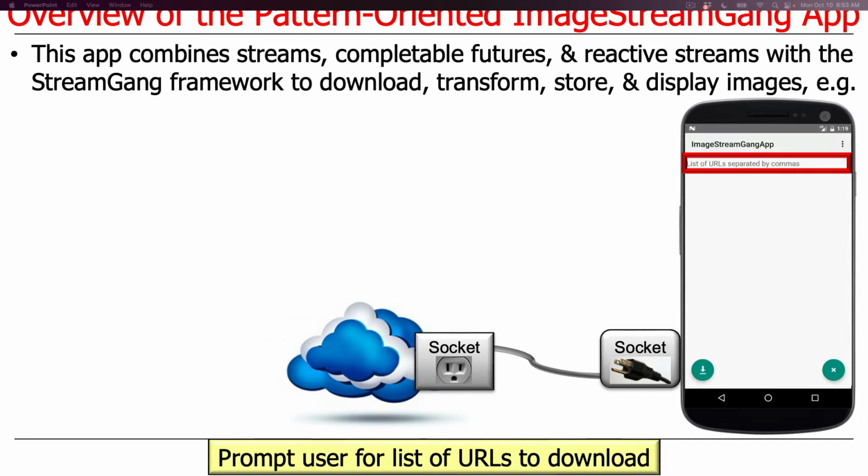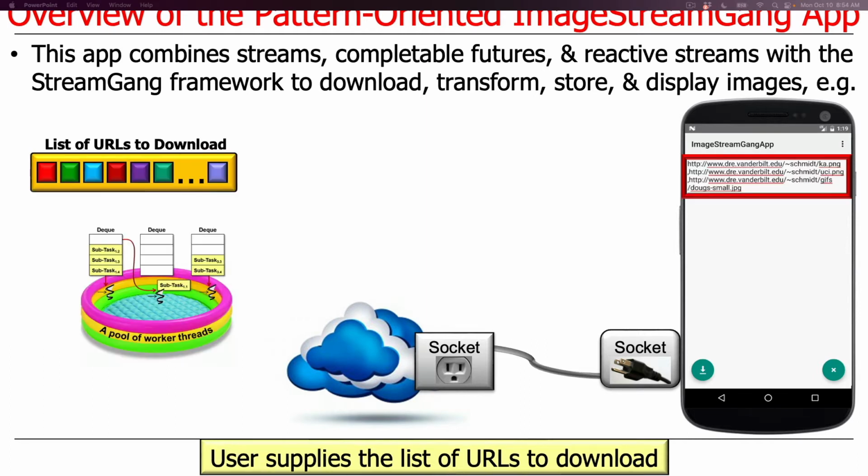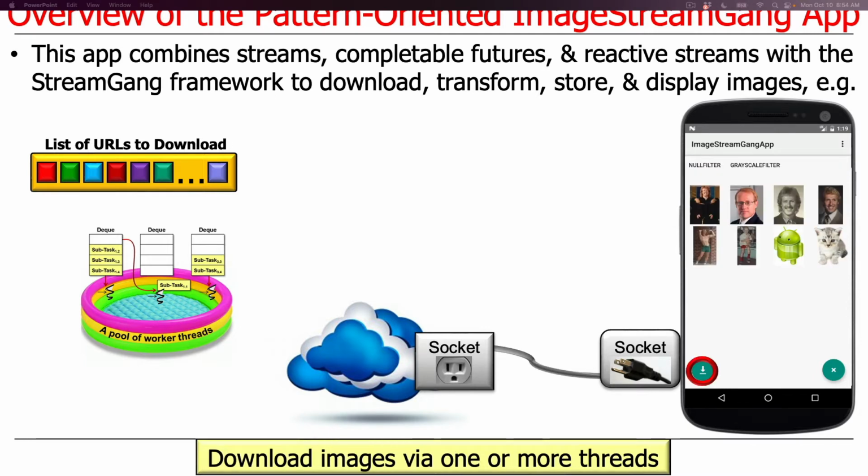So here's how this thing works. If you're using the Android app version, it prompts the users for URLs to download. So you can type those things in. And once you've given the URLs to download, then you go ahead and click the download button. And it downloads the images that you requested. And those are then transformed. And we'll talk about that in a second. So the images are downloaded. So we download the image.